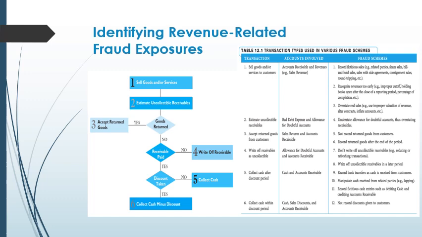Accounts involved are the cash and accounts receivable. Fraud schemes here would include recording bank transfers as cash is received from customers, or manipulating cash received from related parties, or recording fictitious cash entries such as debiting cash and crediting accounts receivable. And the last transaction here shows collecting cash within the discount period. And these involve cash, sales discounts, and accounts receivable. And the scheme here would be not recording the discounts to a given customer.